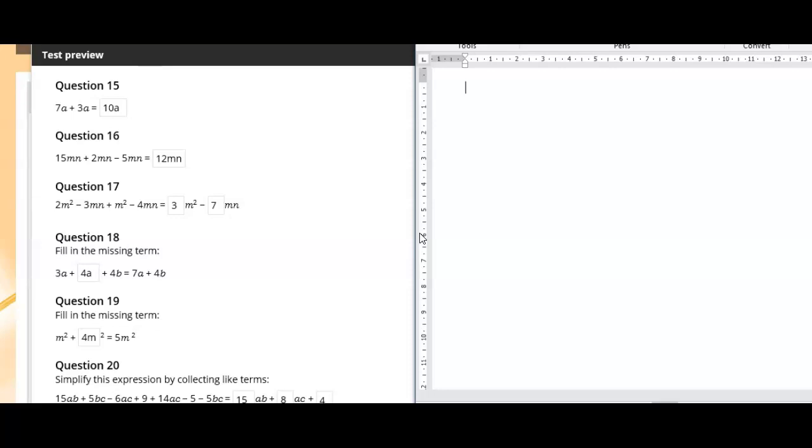Okay, what are we up to? 19. Fill in the missing term. So we've got m squared plus something equals 5m squared. We've already got one lot of m squared. We need to get up to 5. So how many more do I need? I need 4 more. So we're adding 4m squared on.